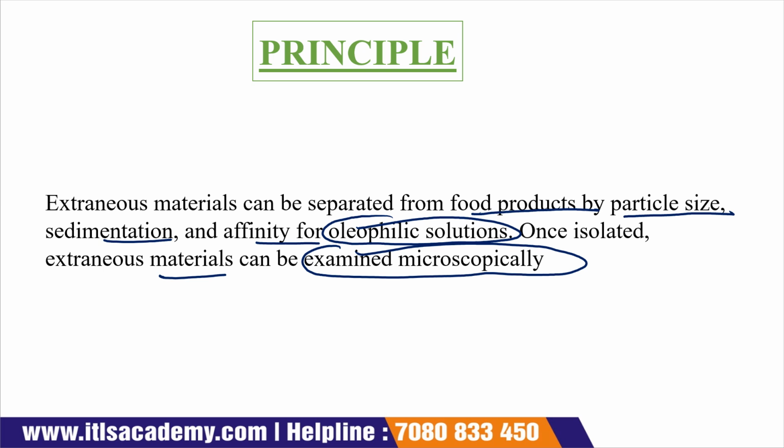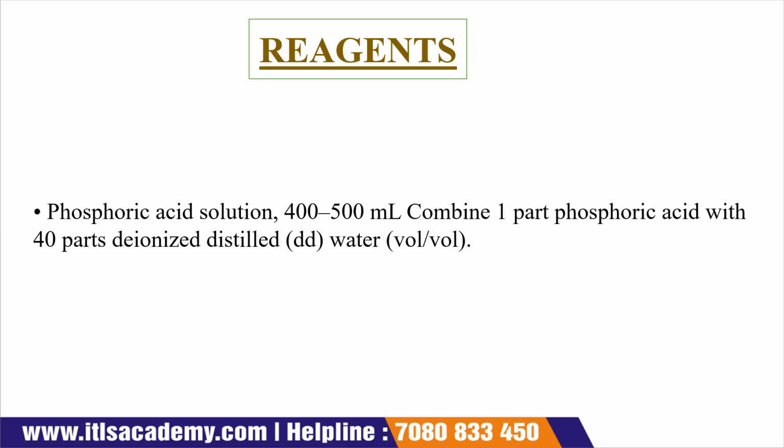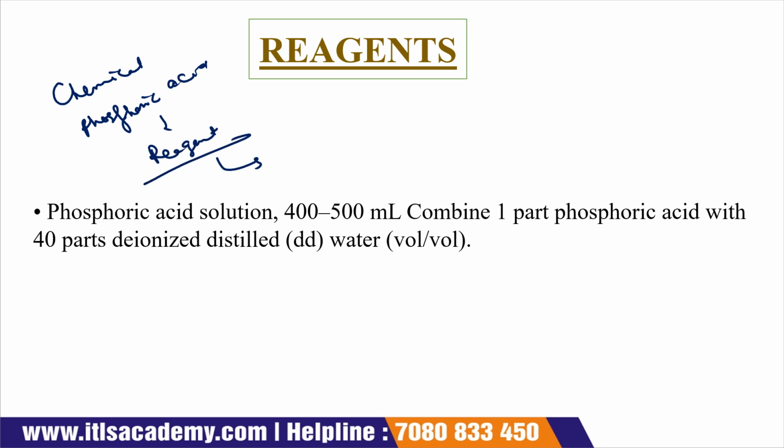Now the next one is the chemical used in this experiment. Here we are using only one chemical, that is phosphoric acid, CAS number 7664-38-2, and it is corrosive in nature. Now the next one is the reagent used in this experiment. The chemical that we have is phosphoric acid, and we have to convert this phosphoric acid into a reagent. The reagent means that we have to prepare a phosphoric acid solution.